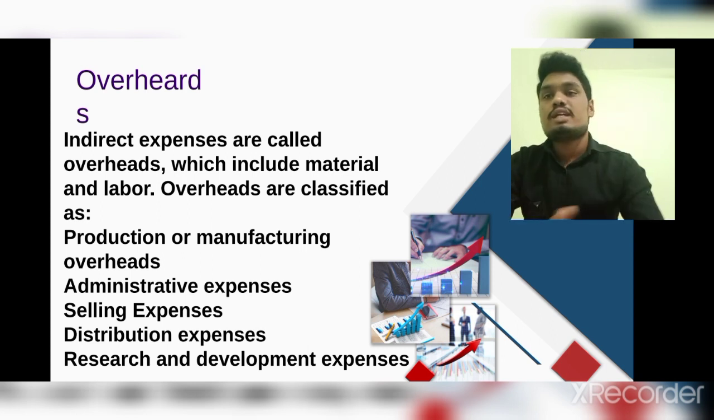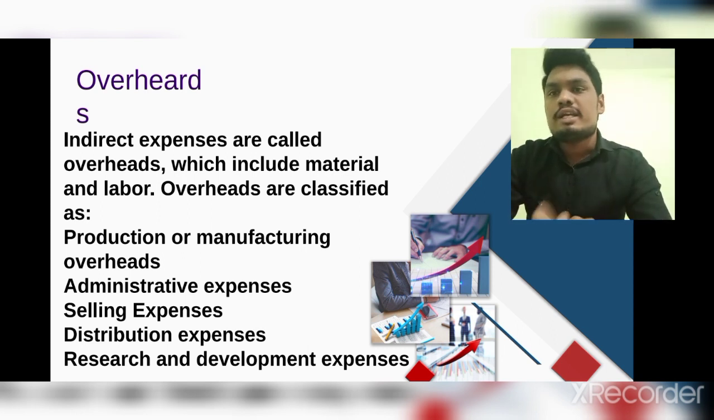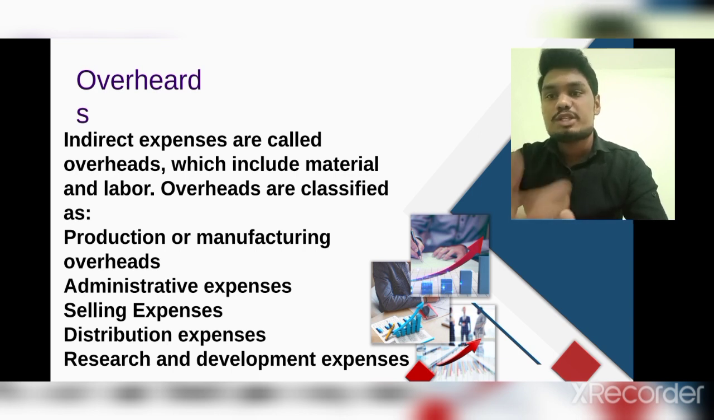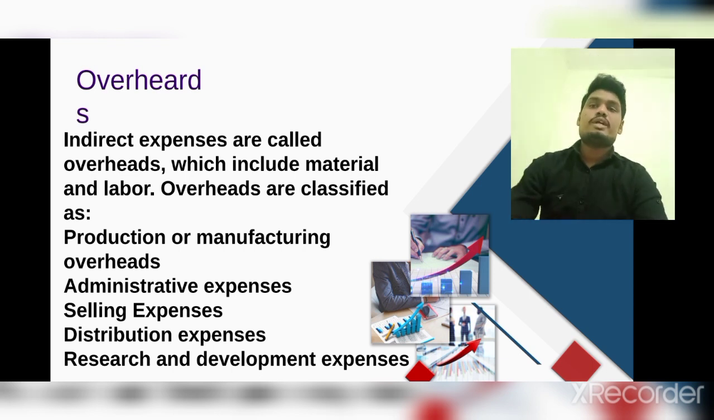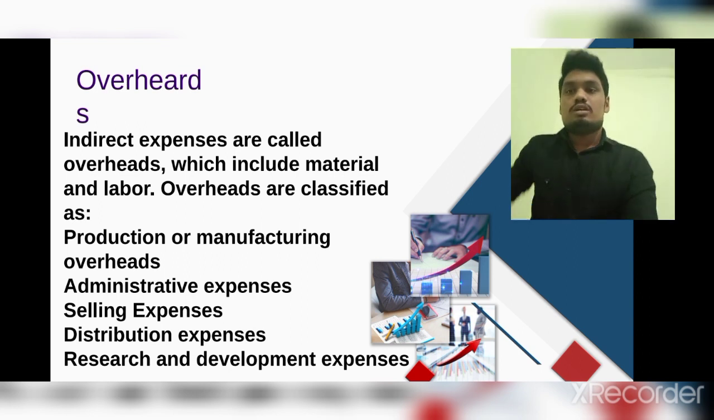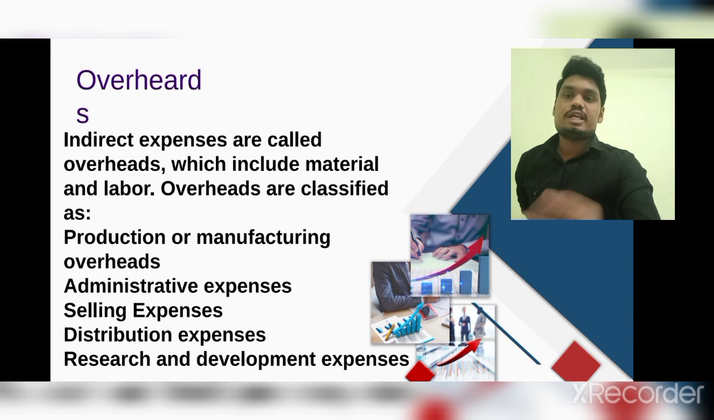The third and last one is overheads. Indirect expenses are called overheads, which include indirect material and labor. Overheads are classified as production or manufacturing overheads, administrative expenses, selling expenses, distribution expenses, and research and development expenses. So in overheads, the production or manufacturing, administrative, selling, distribution, and research and development expenses are considered as overheads.